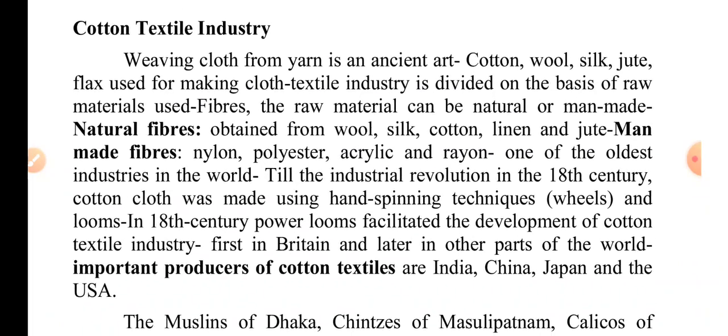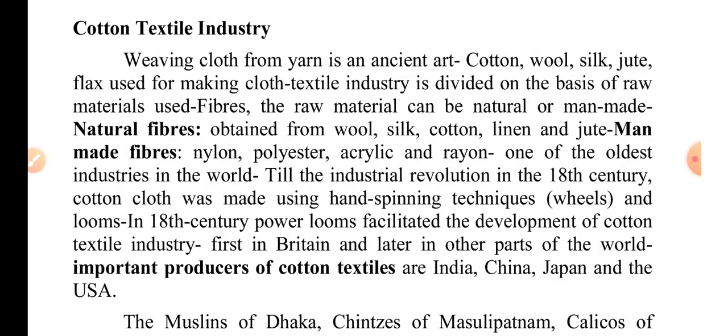Cotton textile industries. Weaving cloth from yarn is an ancient art. Cotton, wool, silk, jute, and flax are used for making clothes, and textile industries are divided on the basis of raw material and fibers used. The raw materials can be natural or man-made. Natural fibers are obtained from wool, silk, cotton, linen, and jute, and man-made fibers are obtained from nylon, polyester, acrylic, and rayon. It is one of the oldest industries in the world.